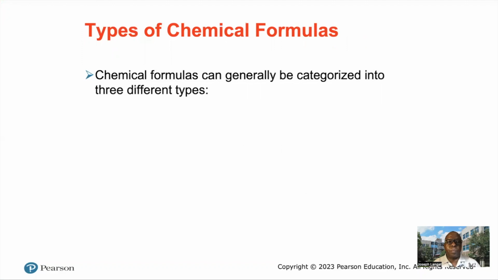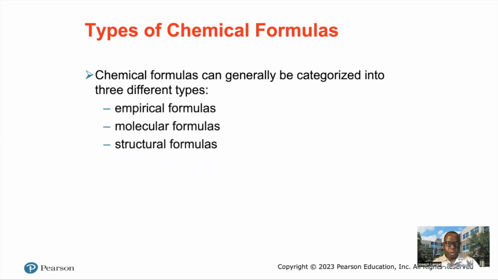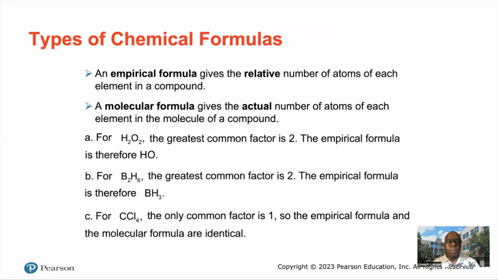interpret a chemical formula. Chemical formulas can generally be categorized into 3 different types: empirical formulas, molecular formulas, and structural formulas. You should be able to differentiate between the 3 formulas: structural, molecular, and empirical. Empirical formulas keep the relative number of atoms in it. It's the simplest, whereas the molecular keeps the actual.